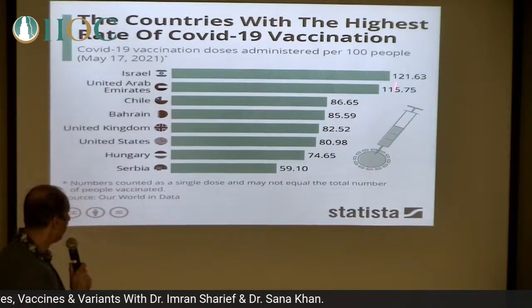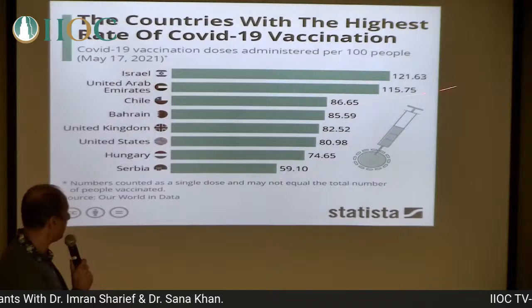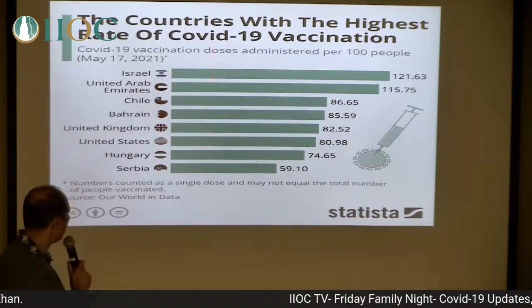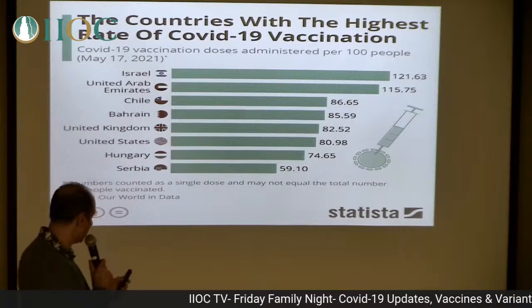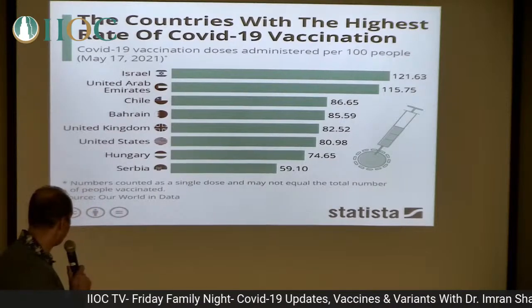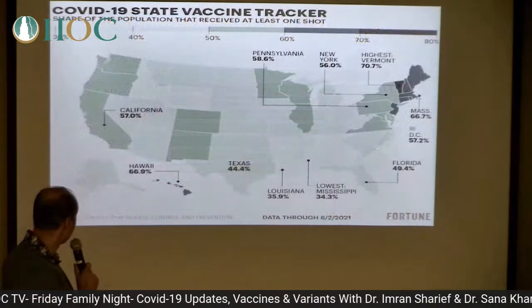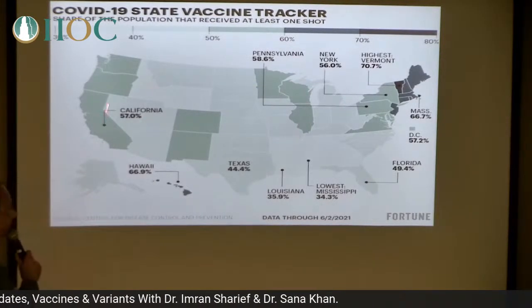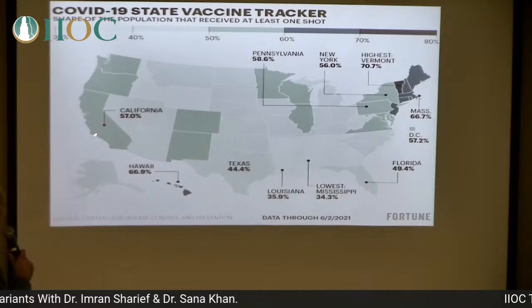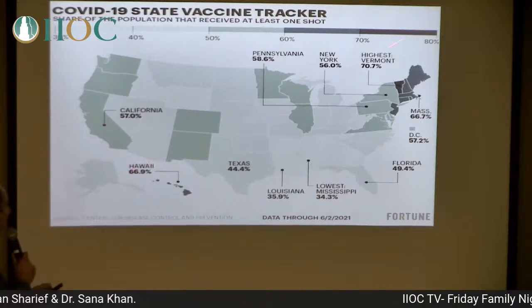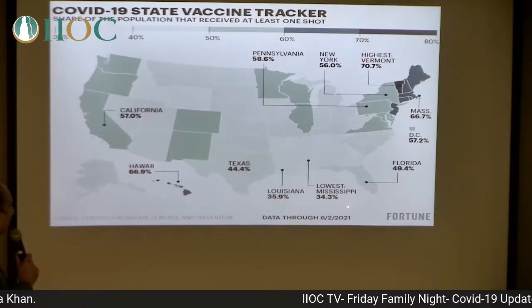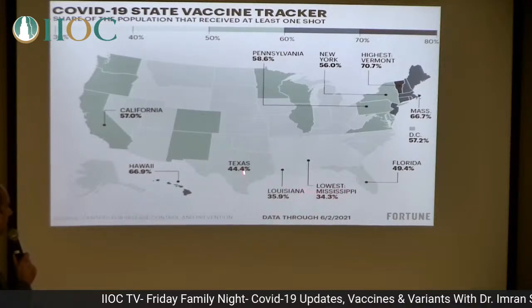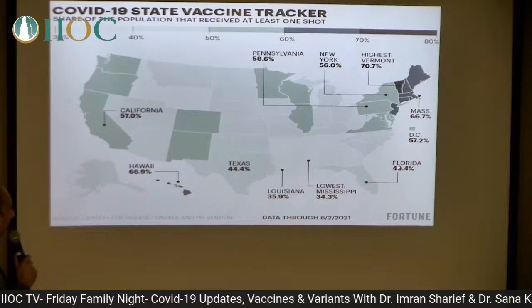Vaccination, this is a little bit of an older slide, but Israel is still doing very well with the vaccination. The US is catching up, and these are the other countries which are doing better. So what's happening right now in the US? California, where we are, almost 60%. Hawaii, 67%. Vermont, 70%. And look at over here, Mississippi, 34%. Louisiana, 35%. Texas, 44%. And then Florida, 50%.